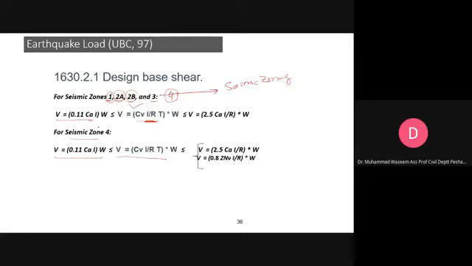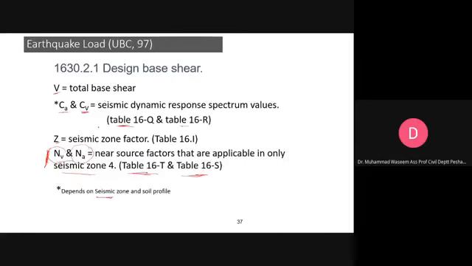So what is V? V is the total base shear. What is CA? CA and CV are the seismic dynamic response values. Okay, so you can take these values from this table from the UBC. Z is the seismic zone factor you can obtain from this table. NV and NA, which are the near source factors, are only applicable in zone 4. If your building is located in zone 4, then you use these tables in order to get these values.